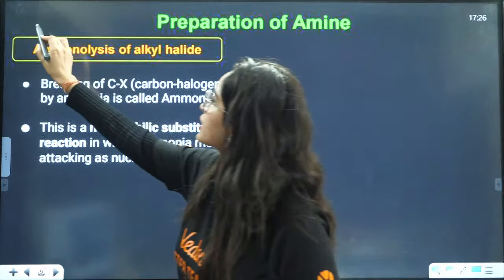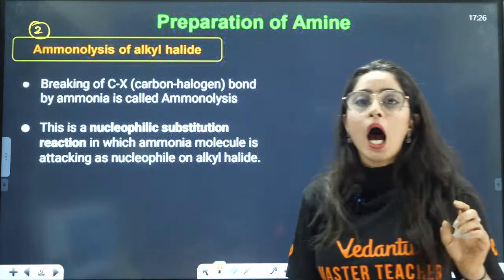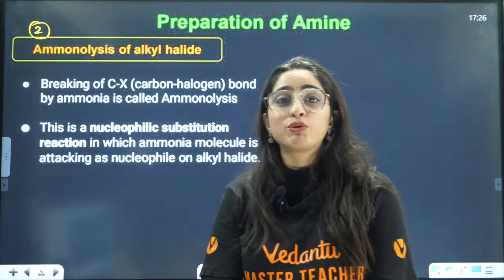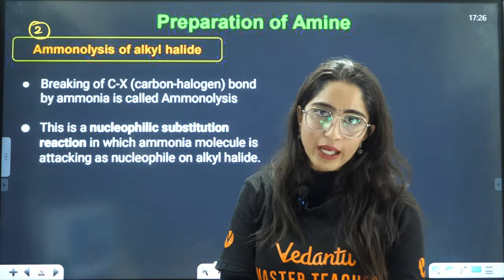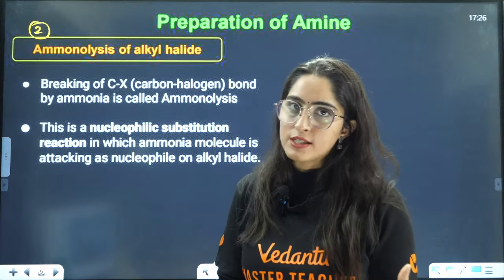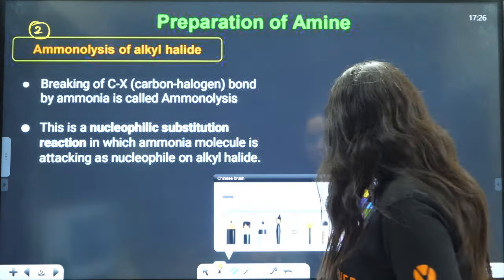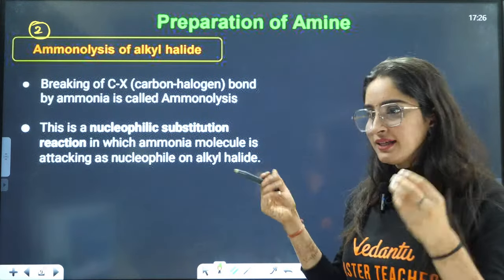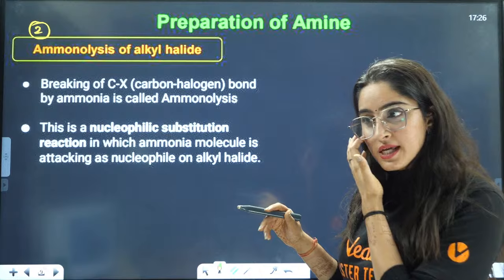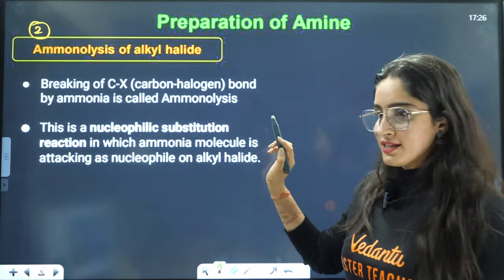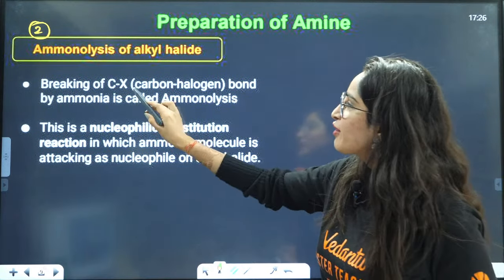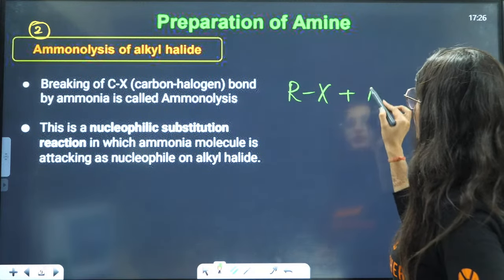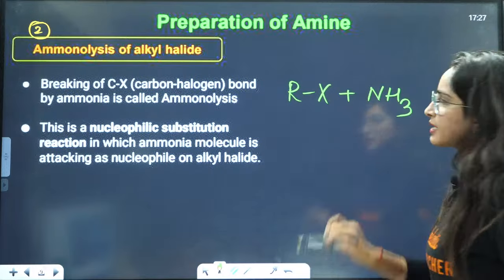The second reaction we have here is ammonolysis, which can also be called the alkylation process of ammonia. In the ammonolysis process, what you can see is the breaking of the C-X bond. So basically you will have RX plus ammonia.